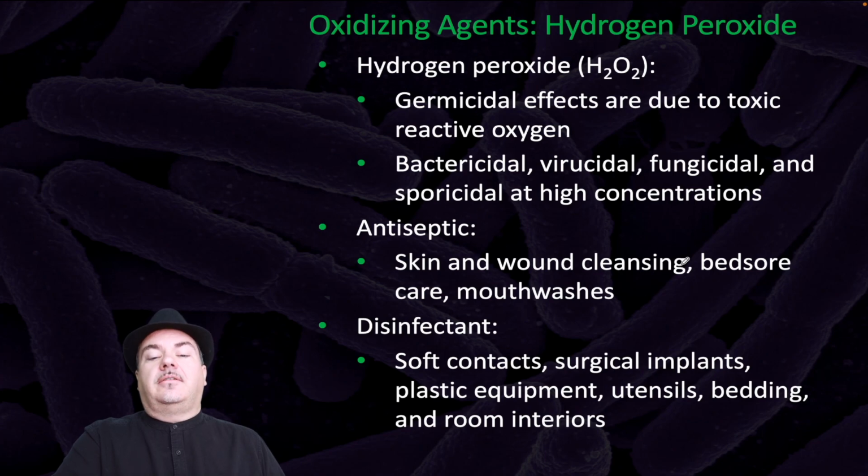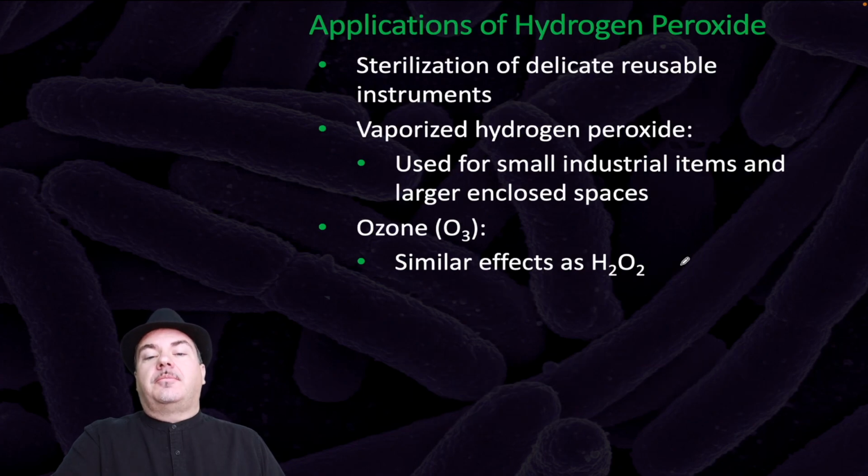As a disinfectant, it can be used to disinfect soft contacts, surgical implants, plastic equipment, utensils, bedding, and room interiors. The applications of hydrogen peroxide include sterilization of delicate reusable instruments. Vaporized hydrogen peroxide can be used for small industrial items in large enclosed spaces. And ozone has similar effects to hydrogen peroxide.